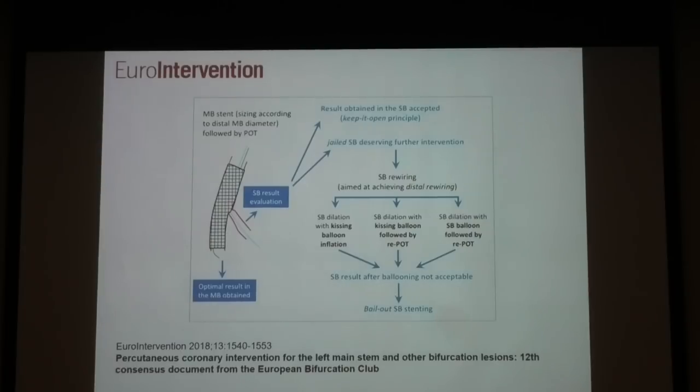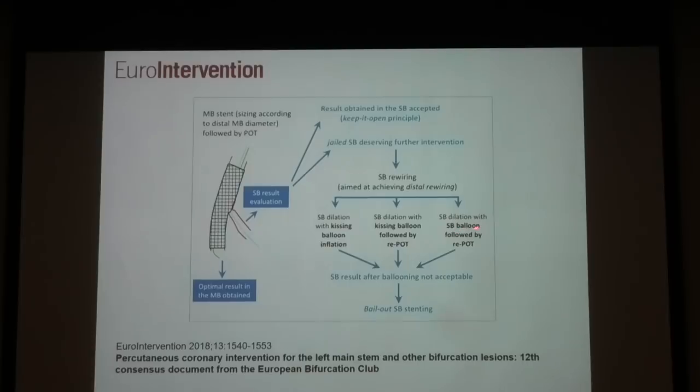However, if you have jailed side branch deserving further intervention, you do side branch rewiring. Aim at achievement of distal rewiring. Side branch dilatation and kissing balloon inflation. Side branch dilatation with kissing balloon followed by re-POT. And side branch dilatation followed by re-POT and sometimes stenting.